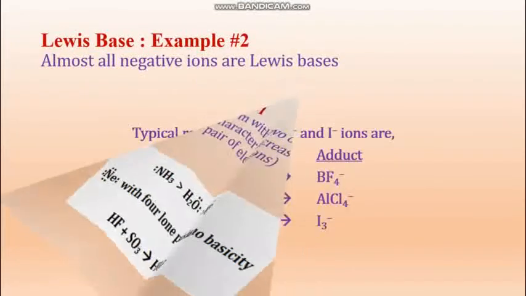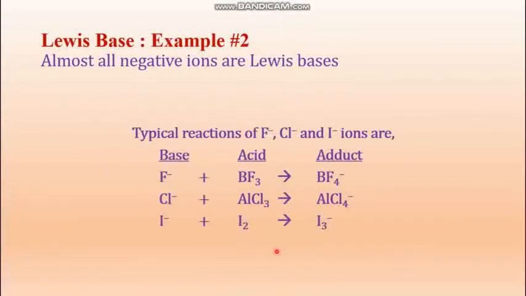In the second example of Lewis bases, in the arena of the anions, or the negatively charged ions, almost all negatively charged ions are Lewis bases. They can easily react with Lewis acids. This example is known. Earlier we have cited this example, chloride with aluminum trichloride to form aluminum tetrachloride negative ion, and when fluoride ion reacts with BF3, then BF4 negative ion is formed.